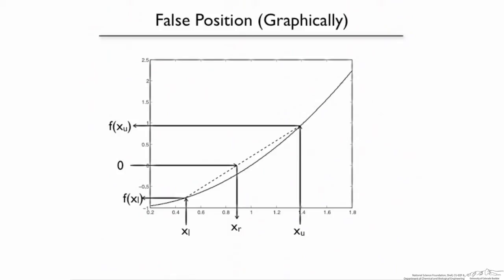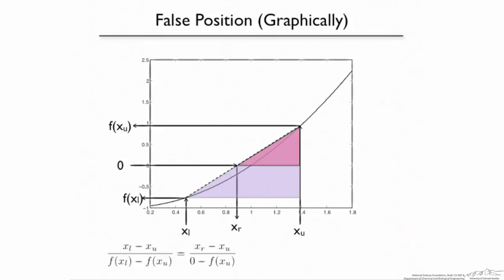We want to know how we actually calculate that number. So we're going to use some geometry. We've got one triangle here where the base is distance x upper minus x lower, and the height is function of x upper minus function of x lower. And now we've got a second triangle whose base is x upper minus xr, our root guess, and whose height is f of x upper minus 0. So they're similar triangles, so we can write out an equation that relates the side lengths to each other. The ratio of the side lengths is the same. So that's it. We're just using this geometry, and then we solve for xr, our formula for the root.